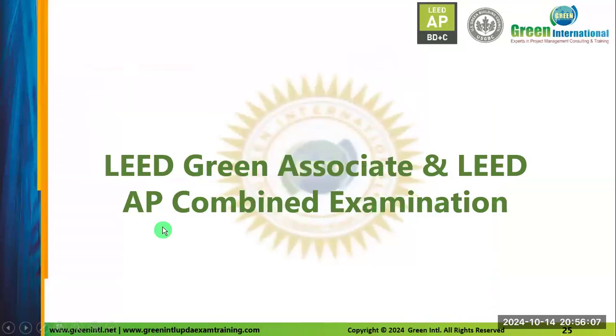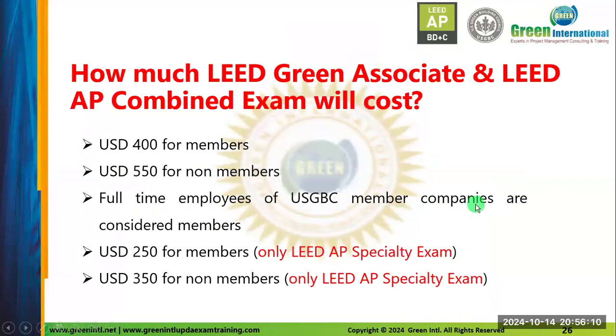LEED Green Associate and LEED AP combined examination. This is an option I never talked about, that you can take one time only, one sitting. You take both LEED GA and LEED AP. So if you go to the exam and you already passed LEED GA but you fail LEED AP, you take the LEED GA title or certificate. If you pass LEED GA and for sure pass LEED AP in the same sitting for the exam, then you are LEED AP.